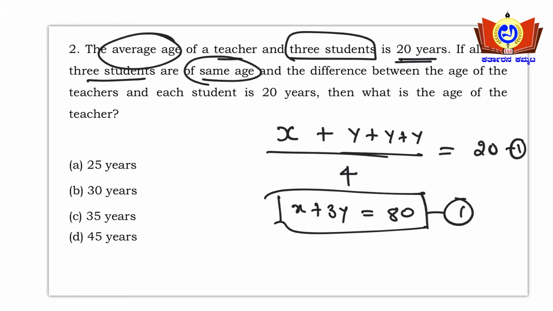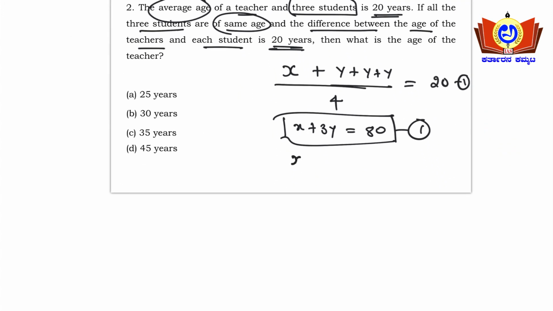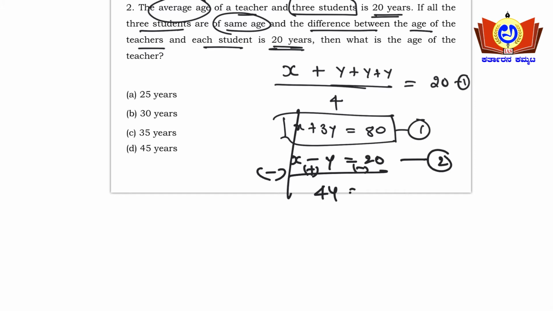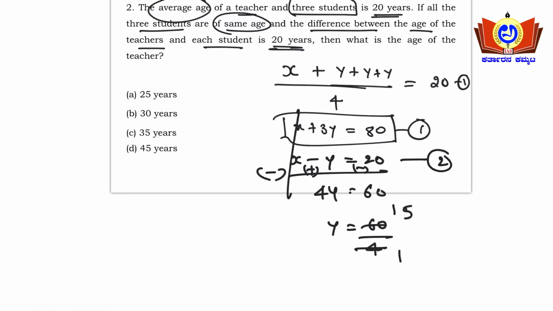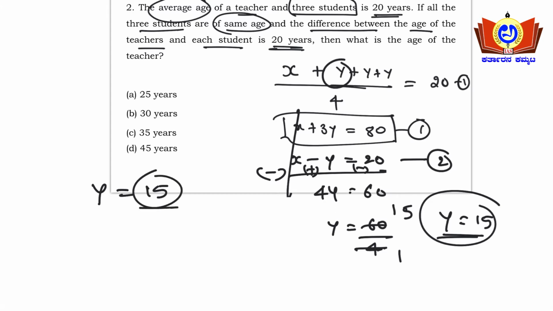And the difference between the age of the teacher and each of the students is 20 years. So the second equation is X minus Y equals 20 years. Upon solving this, X and X will be cancelled, so 4Y equals 80 minus 20, that is 60. So Y equals 60 upon 4, which is 15. Y stands for the students, and each student is 15 years of age.